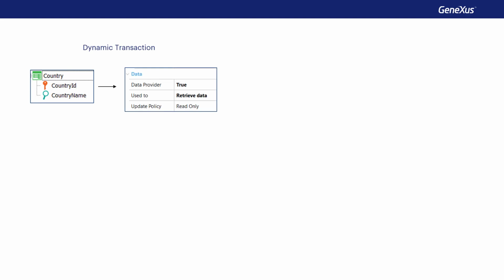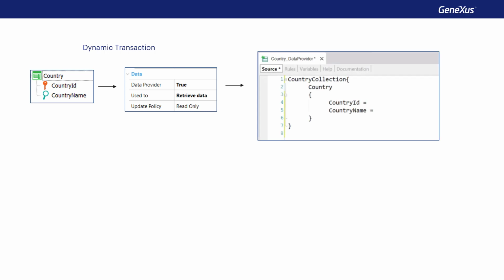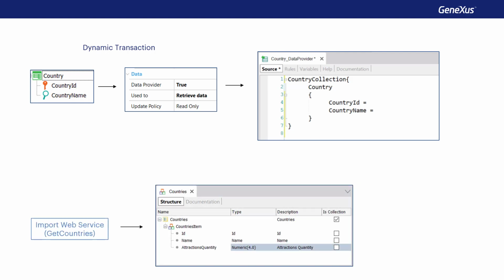Suppose that we don't want to store country data in our database, but that we want to consume it from some service that offers it. So, we'll create a country transaction, but dynamic. That is to say, that takes its data from somewhere else that we'll have to specify in the data provider, which will be built automatically for that purpose once we set the data provider property to true. Let's suppose for the time being that the web service is called getCountries, and that by importing it, the country's SDT is created in our KB.